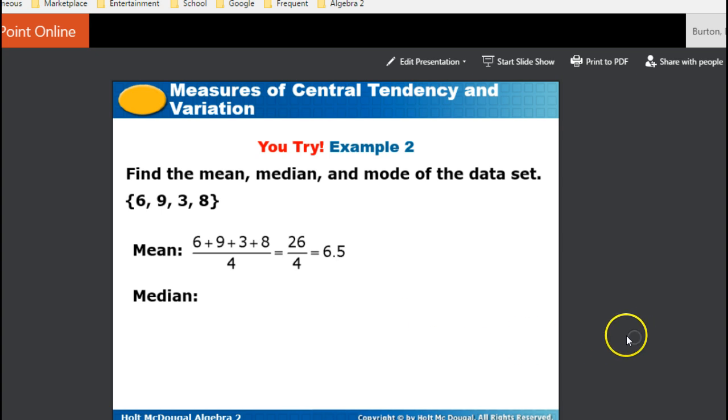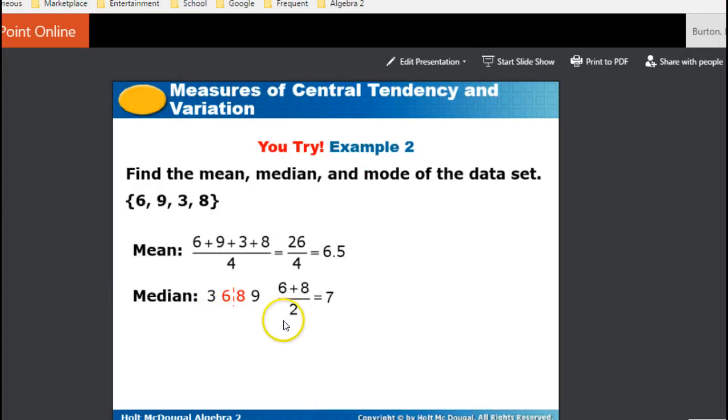The median. Put them in order from least to greatest. You're looking for the middle number. In this case, there is no middle number because you had an even number of elements. So you do the average of the middle two. Your two middle numbers are 6 and 8. If you add those up and divide by 2, you get 7. So the median would be 7 in a problem like this.